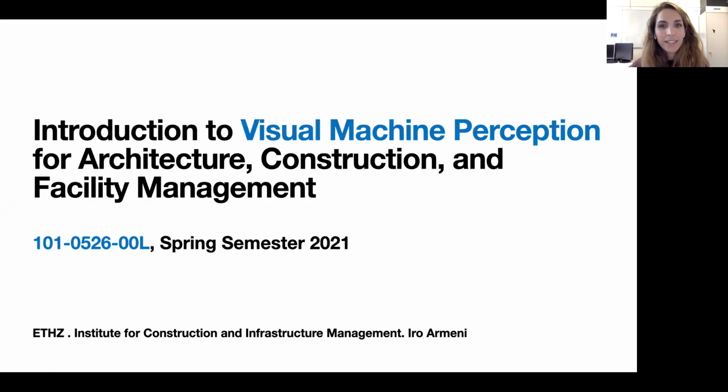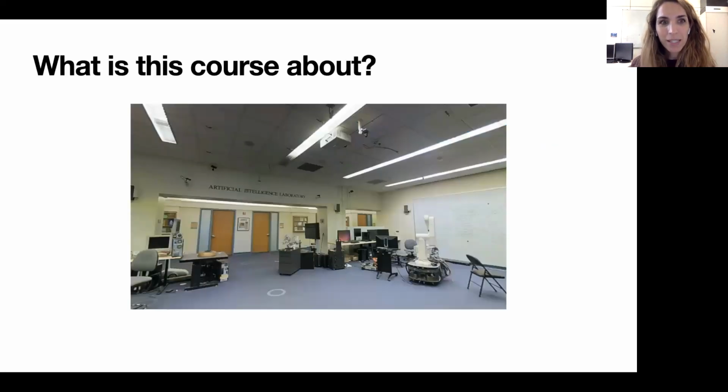So hi, everyone. As Daniel said, this is an introduction to a new course that we're going to have in the spring semester called Introduction to Visual Machine Perception for Architecture, Construction, and Facility Management. You can see also on the screen the number of the class if you're interested in finding out more about it. I'm going to tell you a little bit what this is about, and hopefully you will be interested and join us next semester as we explore these topics.